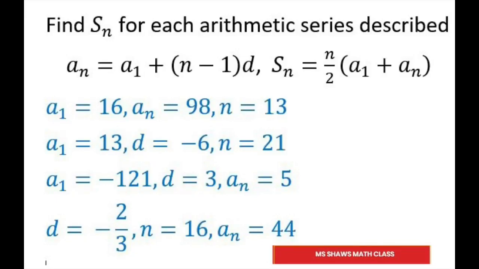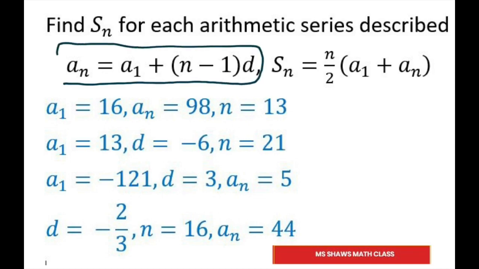Hi everyone, we're going to find the sum for each arithmetic series described. So remember, a series is when you're adding up the numbers and finding the sum of them. This is for your arithmetic sequence, but it's a good way to find your various components like a first term or the common difference and so forth. And this is your sum formula.